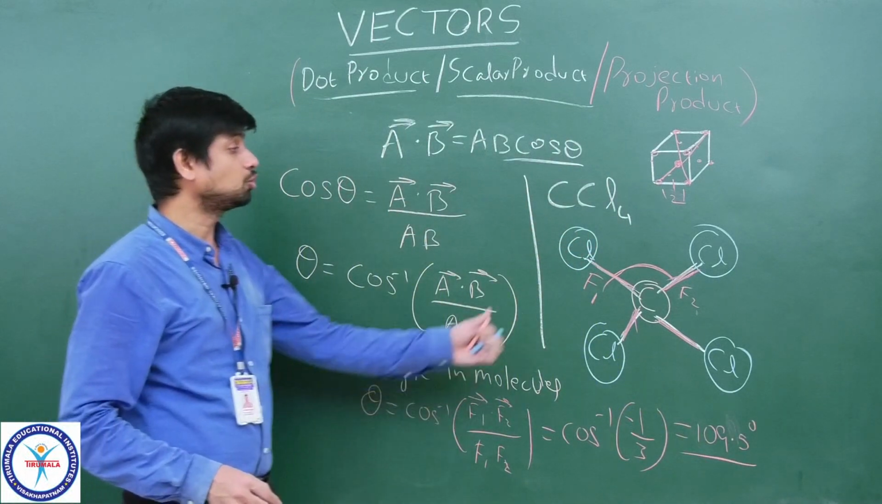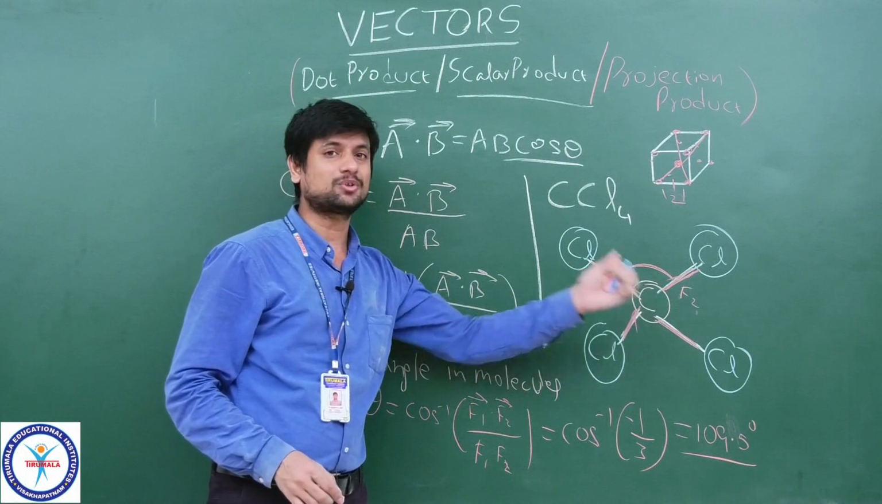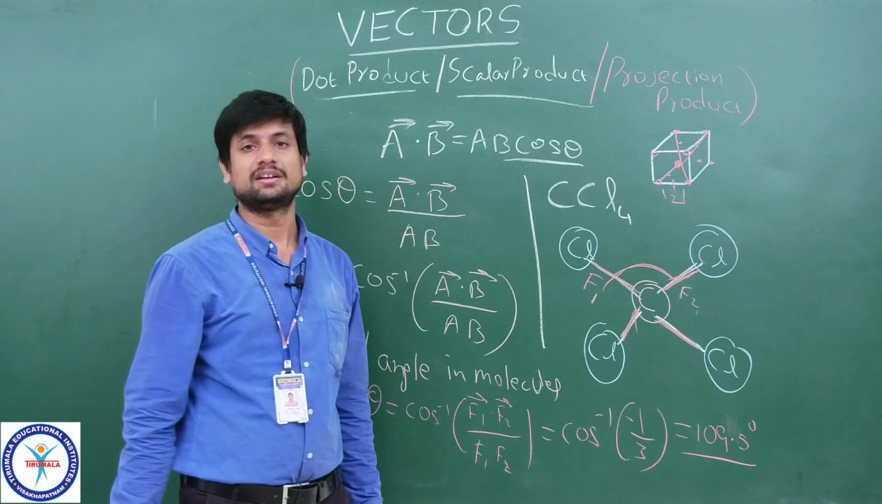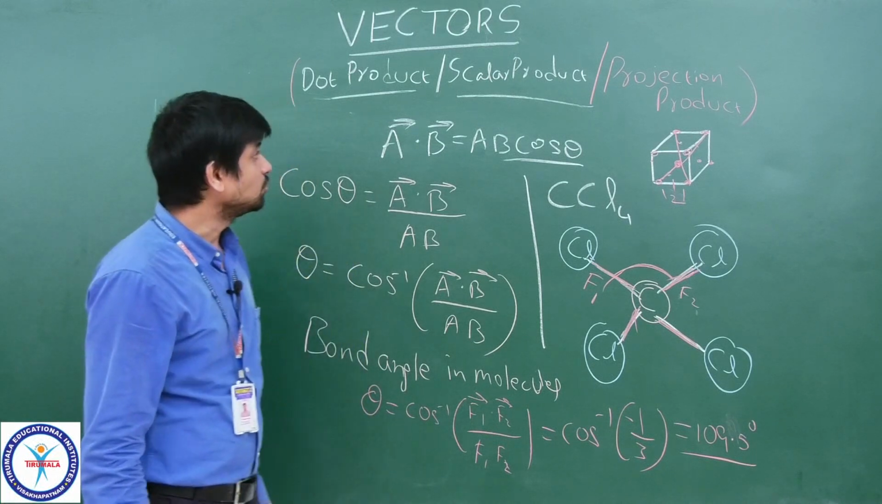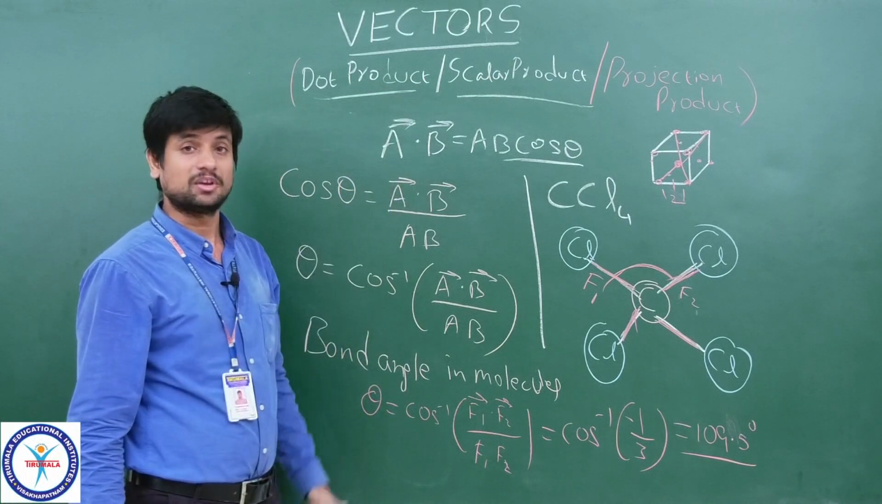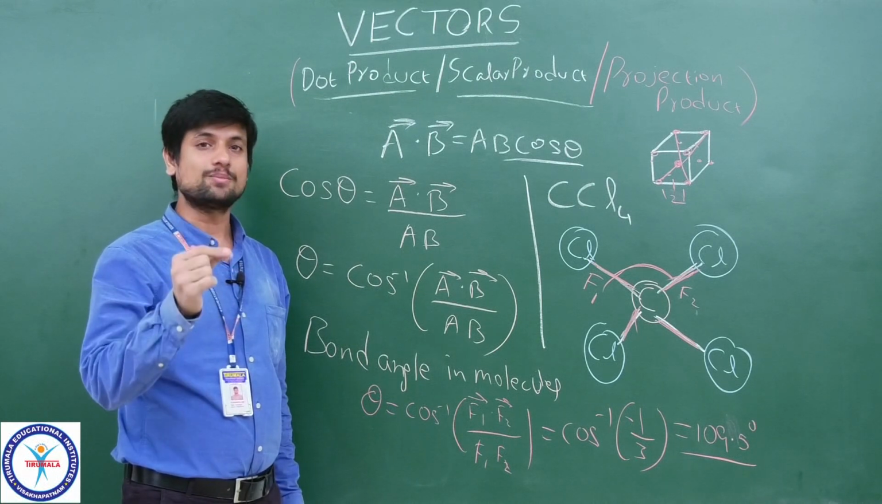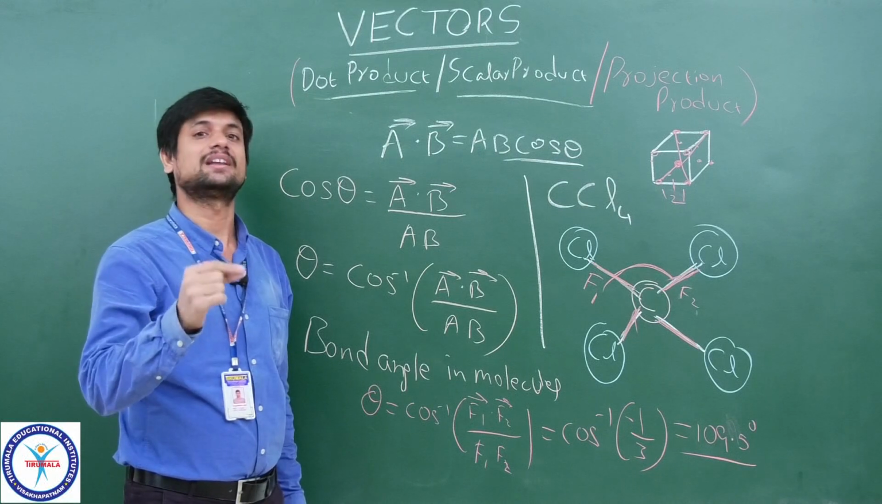The angle between the two chlorine atoms with respect to the carbon in carbon tetrachloride can be obtained by using the dot product. So the dot product has so much mathematical significance in the other sciences.